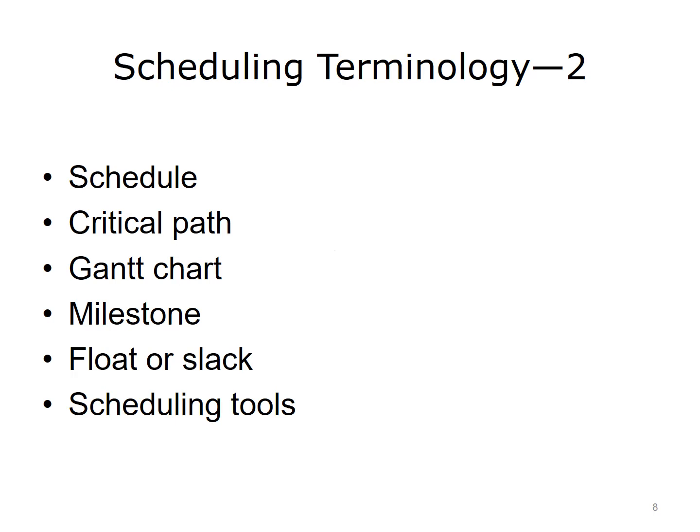Float, sometimes referred to as slack, is the amount of time an activity can be delayed and not push back the early start of a successive activity, which are found on a non-critical path in the network diagram. Scheduling tools are computerized project management software applications that help the project manager develop the schedule and provide information to manage the project.